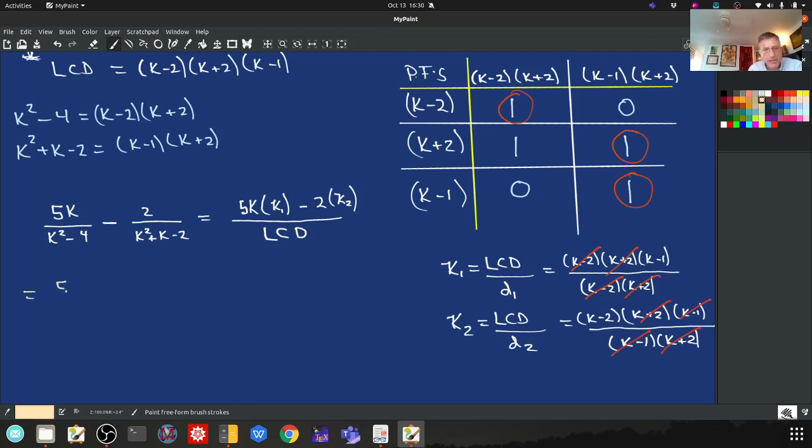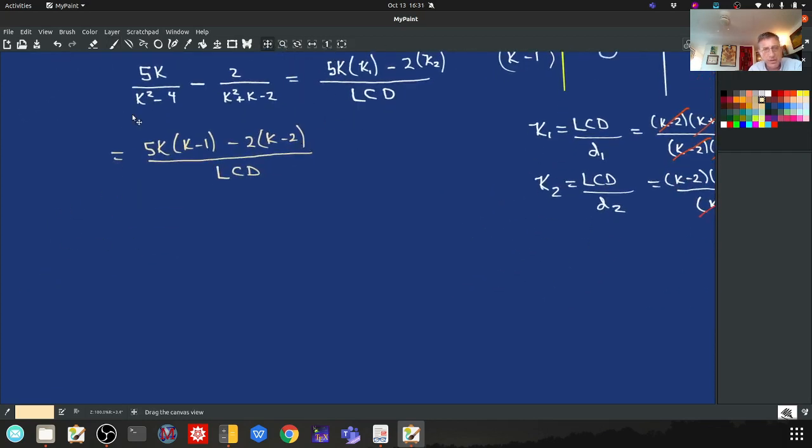I have 5k times my k1 value. My k1 value is equal to k minus 1, minus 2 times my k2 value. The only thing left up here is k minus 2, all over my LCD. Now you see why I'm just writing LCD down, because I've got a ways to simplify.